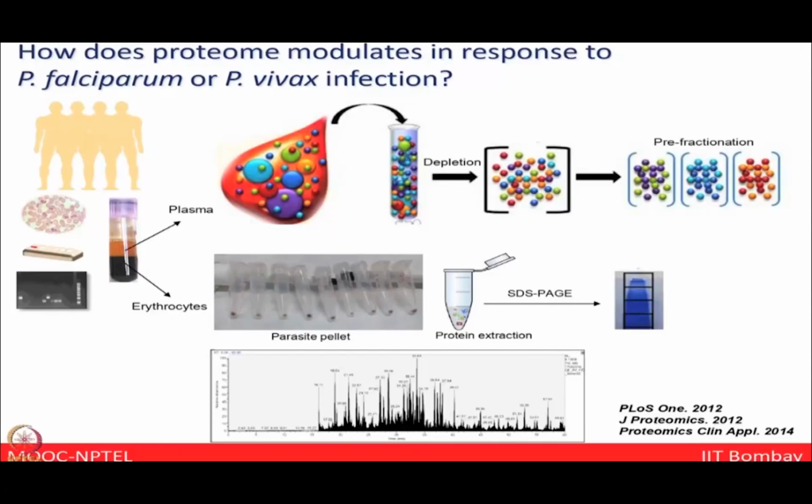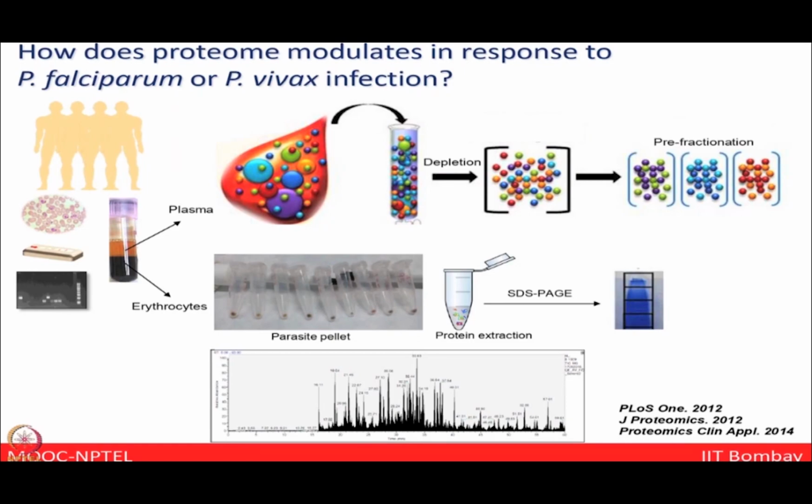In this slide, one could look at different types of proteomic approaches and different types of biospecimens to investigate this problem. One question we try to address is: how does the proteome modulate in response to Plasmodium falciparum or vivax infection? To do that, we looked at the patient's blood sample and examined the plasma as well as the erythrocytes. The plasma proteome shows the host responses, and the erythrocytes let us look at which parasite proteins one could detect directly from the clinical isolates.